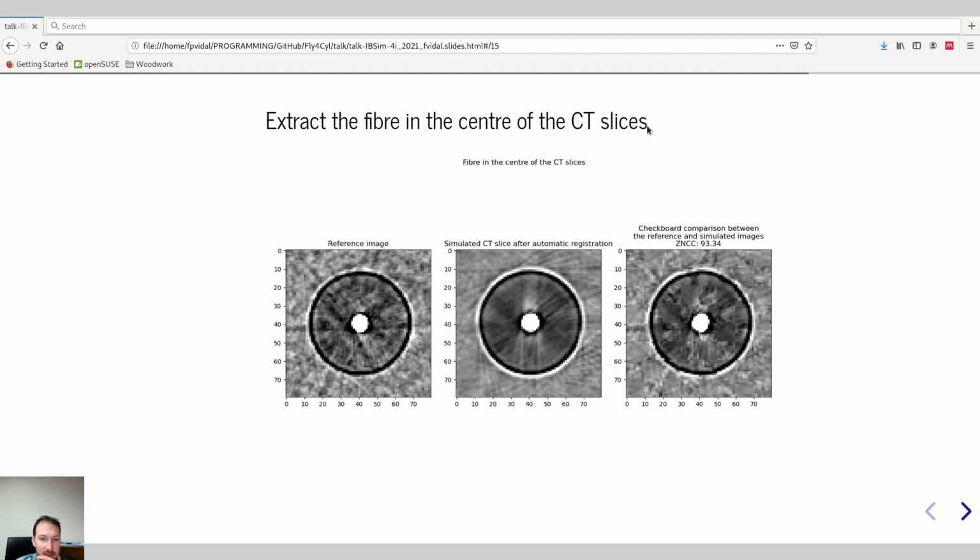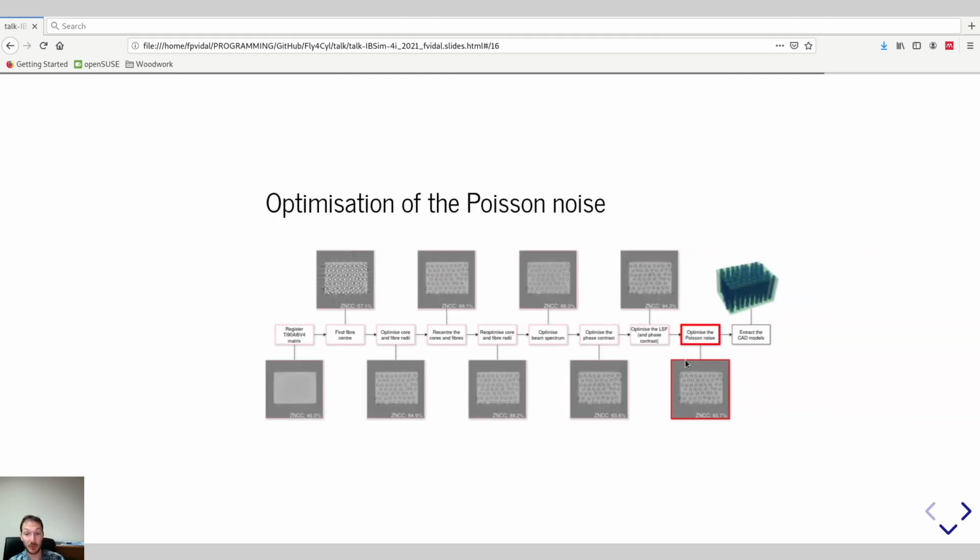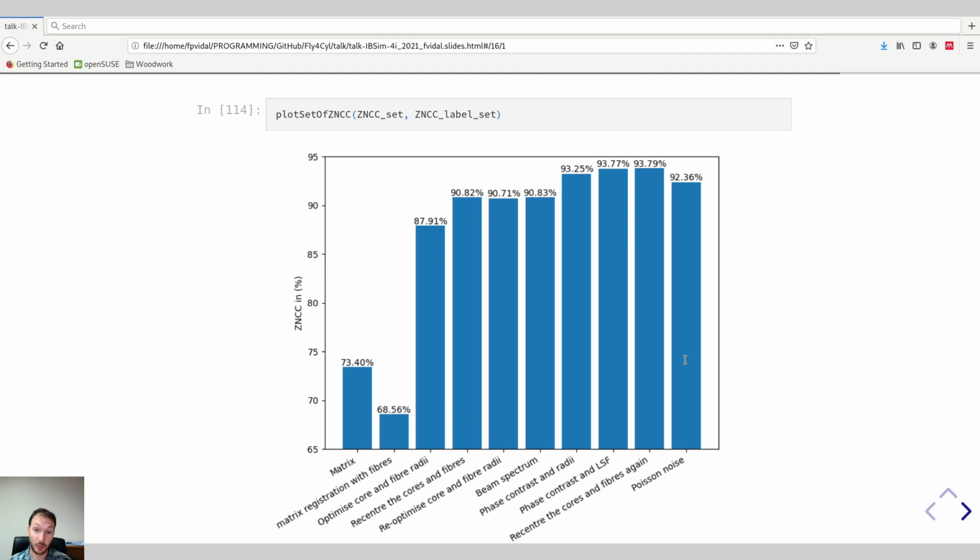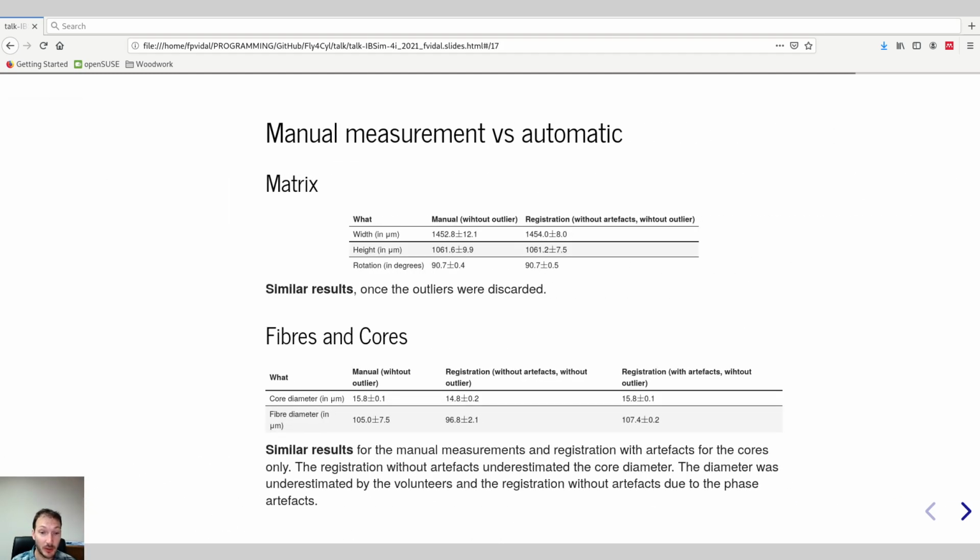And you can see here's a simulated fiber in the center of the slice, and here's a reference, and you can see this spot here is here, and you can see this dark spot around here. This is here, you can see this is here. So it's quite a good match, and the phase is actually matching perfectly when we do a checkerboard. So we're quite happy with that. We could add Poisson noise, but when we add Poisson, the correlation drops.